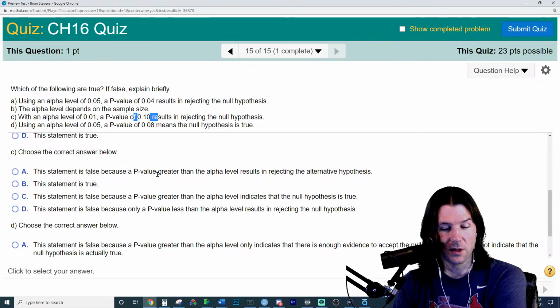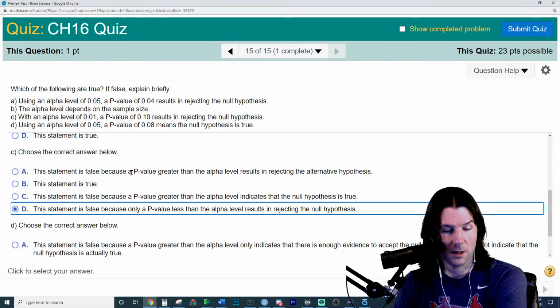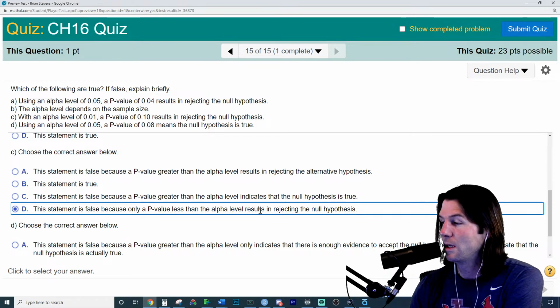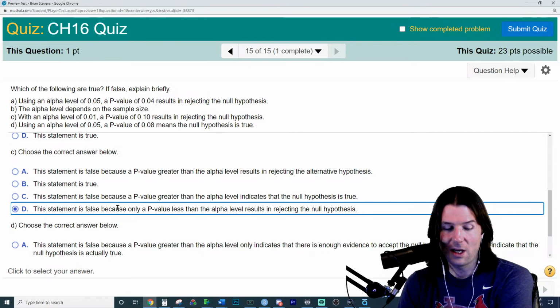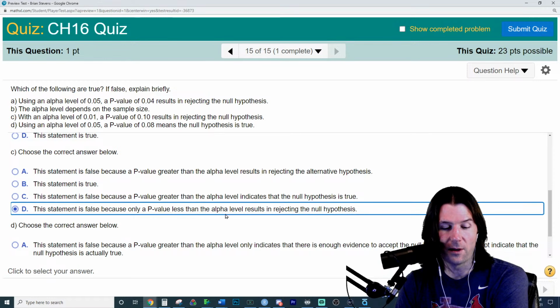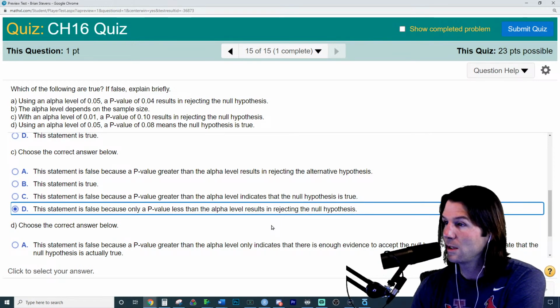So the statement is false because only a p-value less than alpha results in rejecting the null. We don't reject the alternative. We only make statements about the null. No, great job right there. Yeah, you're seeing it. You're like, oh, that's greater than alpha. So we would fail to reject the null, which they're saying right here. The statement is false because only a p-value less than alpha results in rejecting the null. These are things we should know.